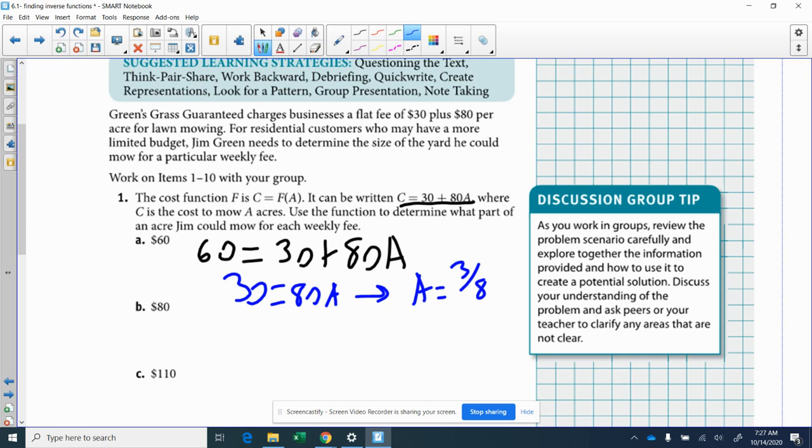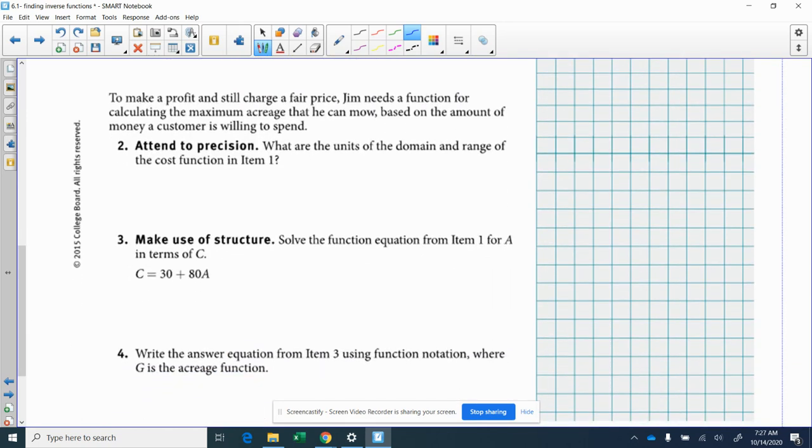Okay, so that's the key thing we're going to be talking about today. Currently I'm given an equation in which I plug in acres and I get a cost. Well, let's say I want it the other way. I want to plug in a cost and get acres. To do this, this is where we think of an inverse function.